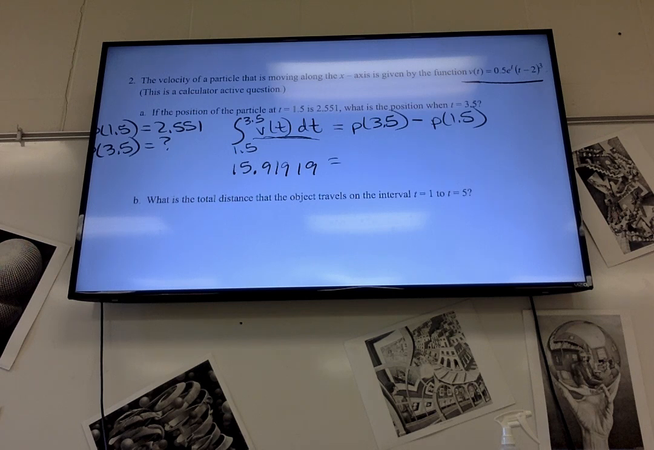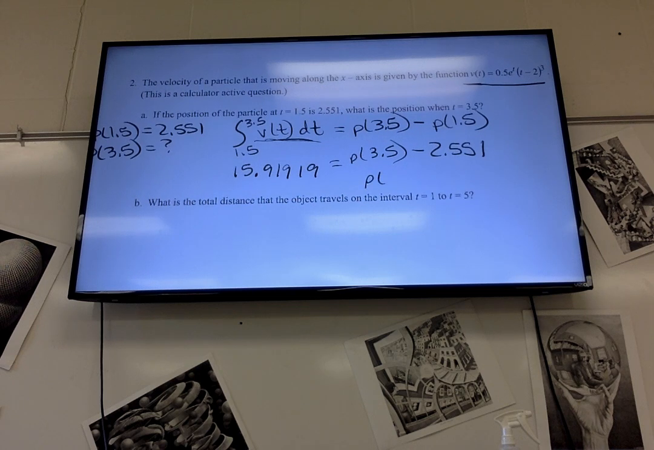Oh, it's not? No, I don't think so. Because I'm looking for P of 3.5, right? I know P of 1.5. I think I can magically say it's 2.551. So I can add 2.551. 17, 18. 18.470.